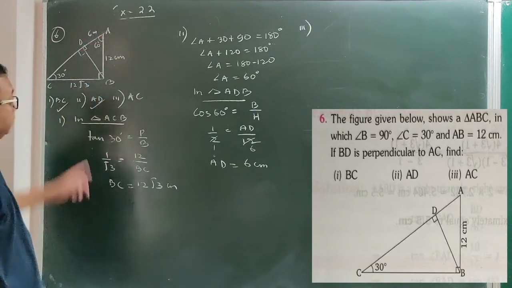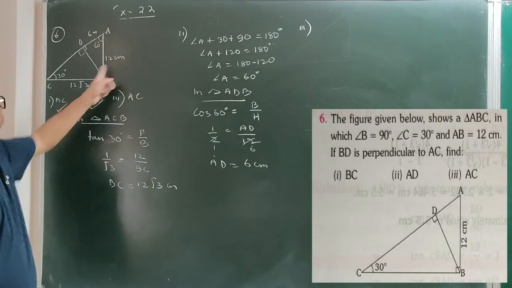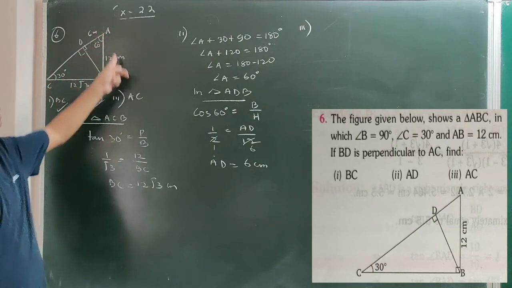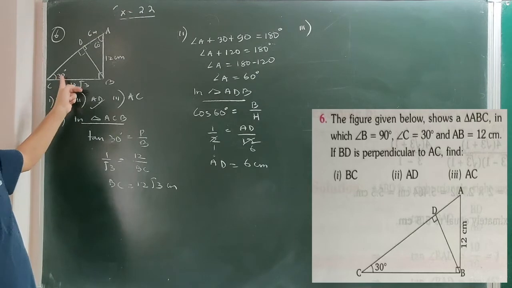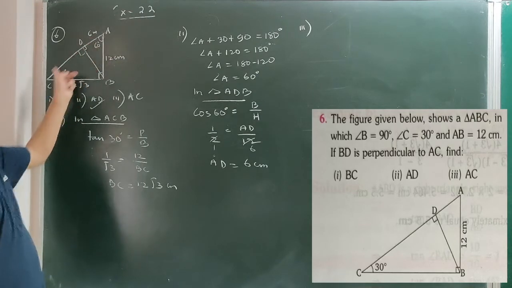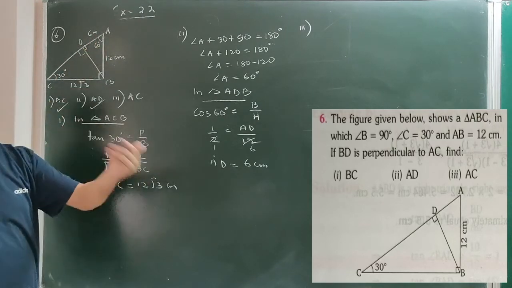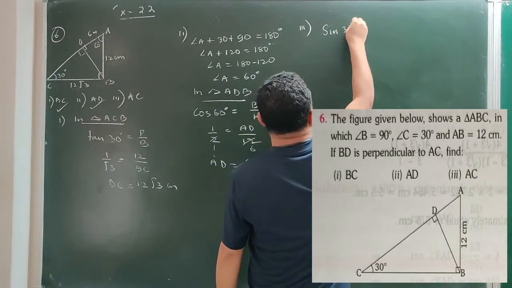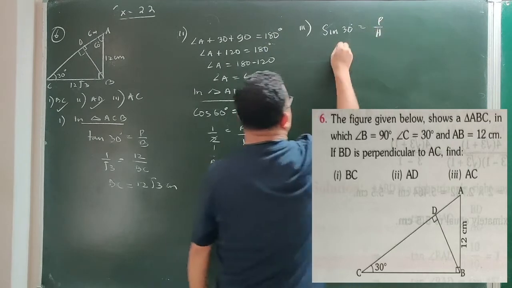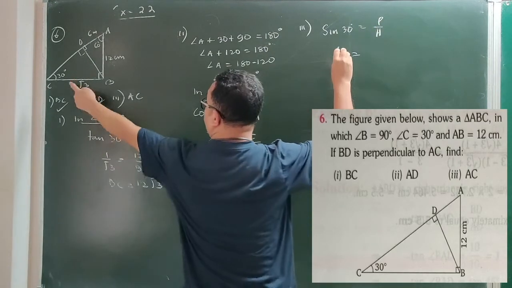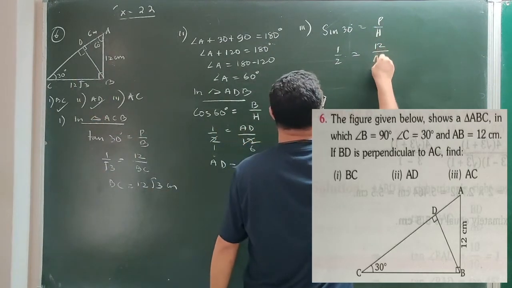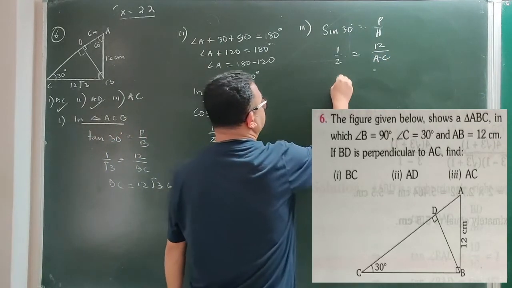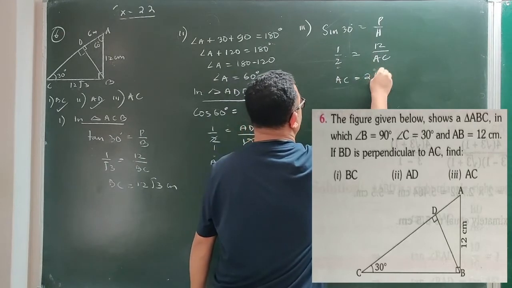In the big triangle, the angle is 30 degrees. Either you take that 12 or you can take 12 root 3, that also you can take. I will take 12, I think it will be easier. So if I am taking this angle 30, 12 is perpendicular and I am looking for the hypotenuse. Perpendicular, hypotenuse is sine. So sine 30 degrees is equal to perpendicular by hypotenuse. Sine 30 from the table is half, perpendicular is 12 and hypotenuse is what you are looking for, AC. So cross multiply, AC into 1 is AC and 2 into 12 is 24 centimeter.